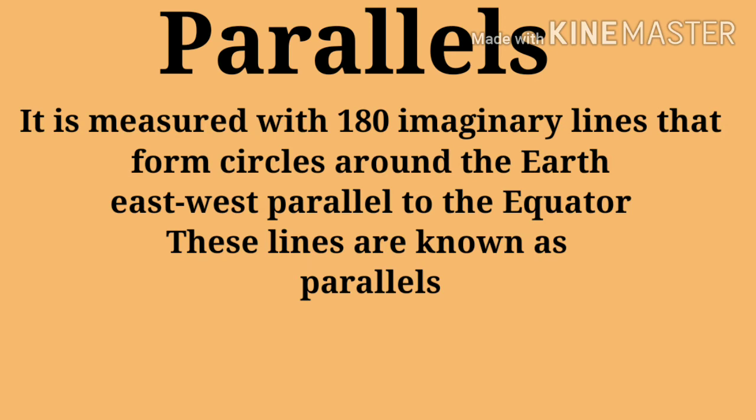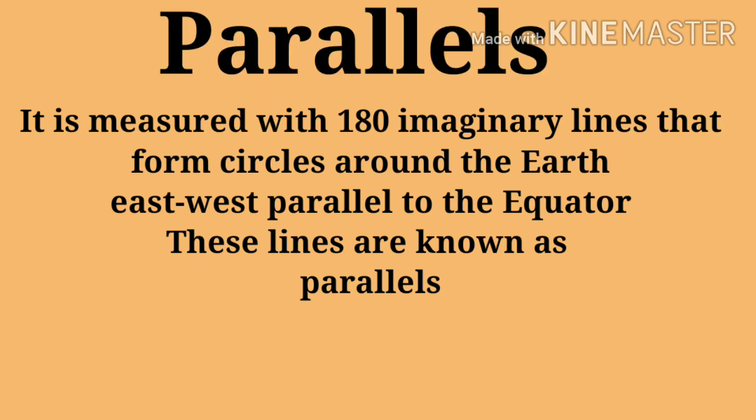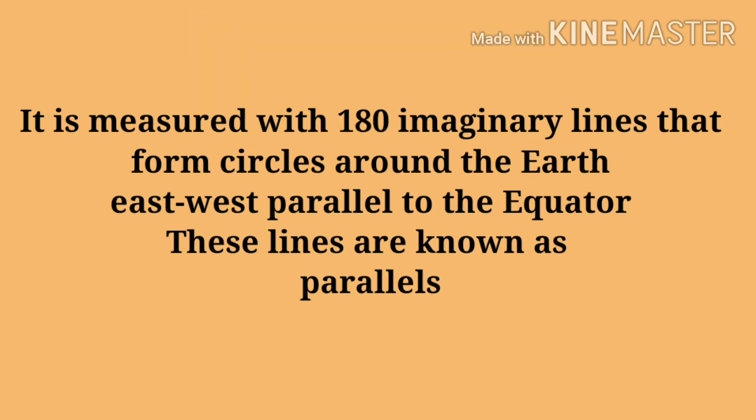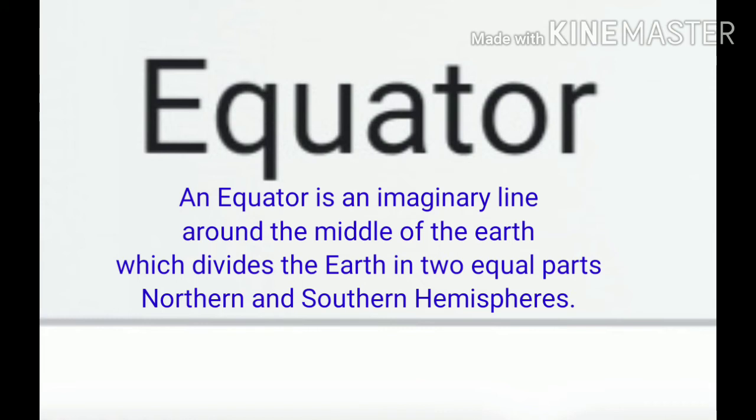Facts about lines of latitude. Parallels are measured with 180 imaginary lines that form circles around the earth, running east-west parallel to the equator. These lines are known as parallels. Equator: an equator is an imaginary line around the middle of the earth which divides the earth into two equal parts, the northern and southern hemisphere. By looking at this figure, we come to know the line of the equator.